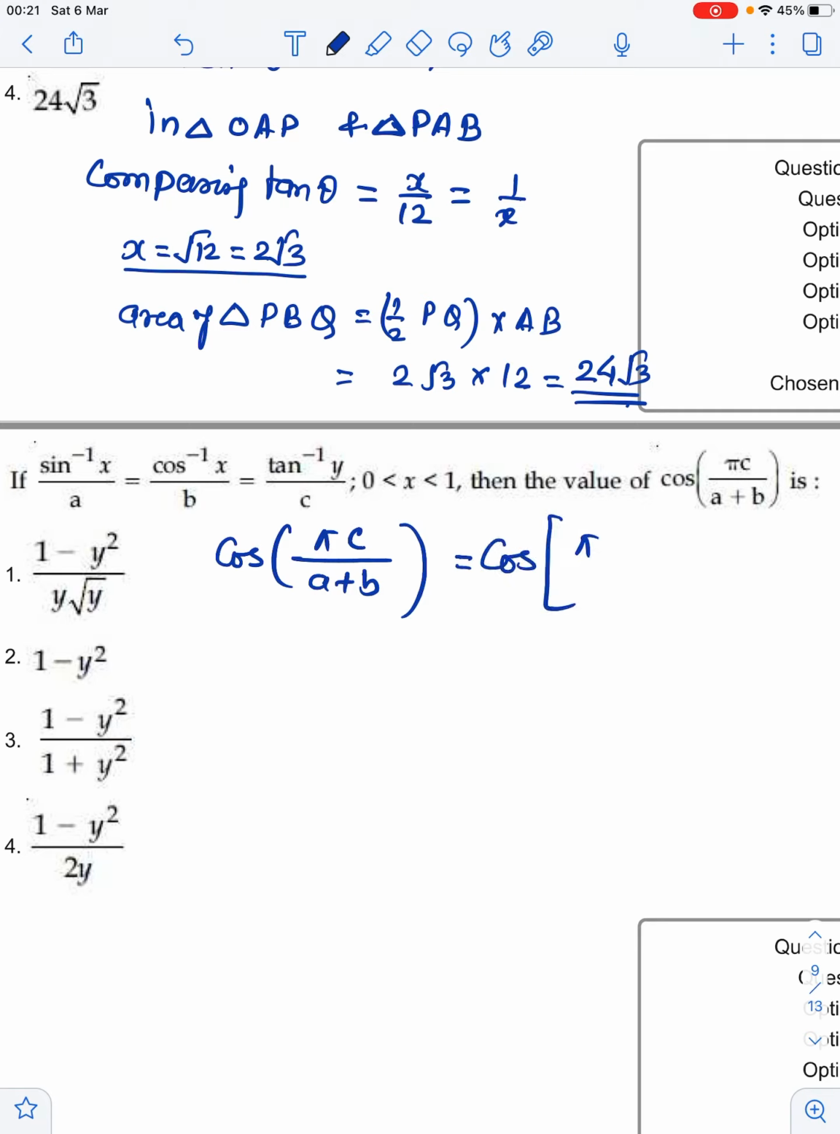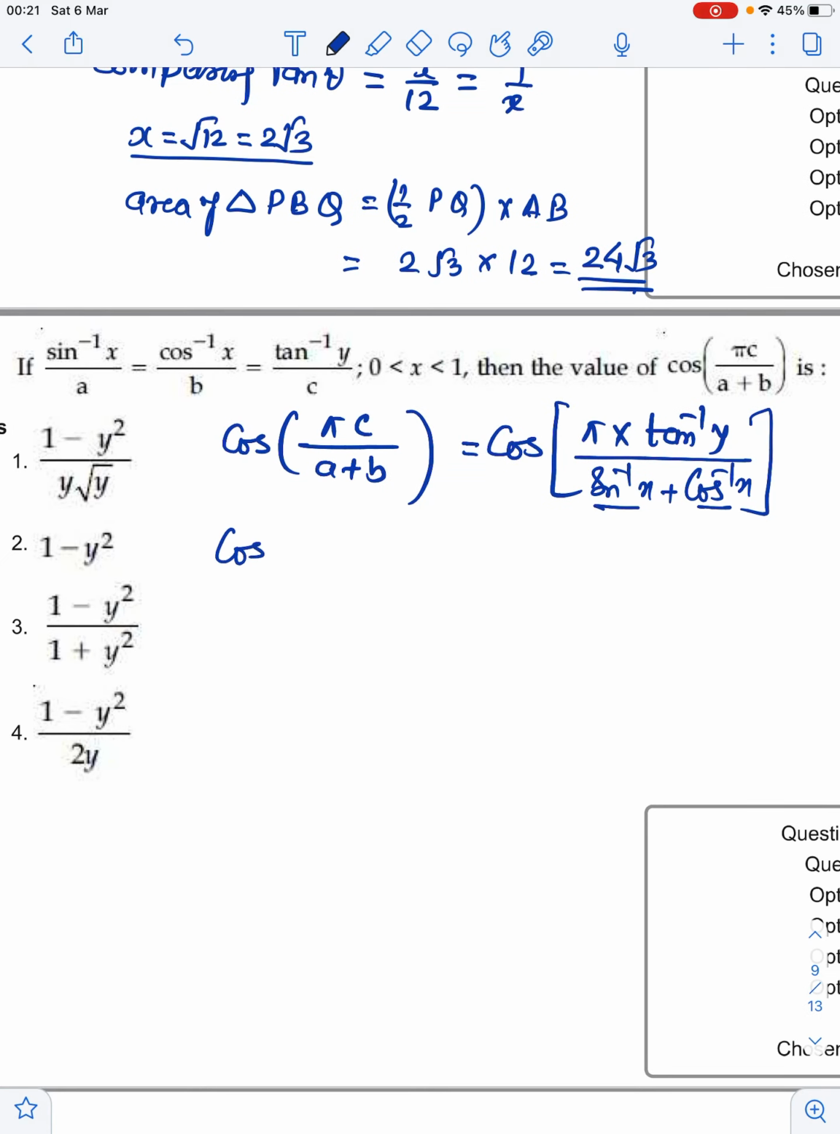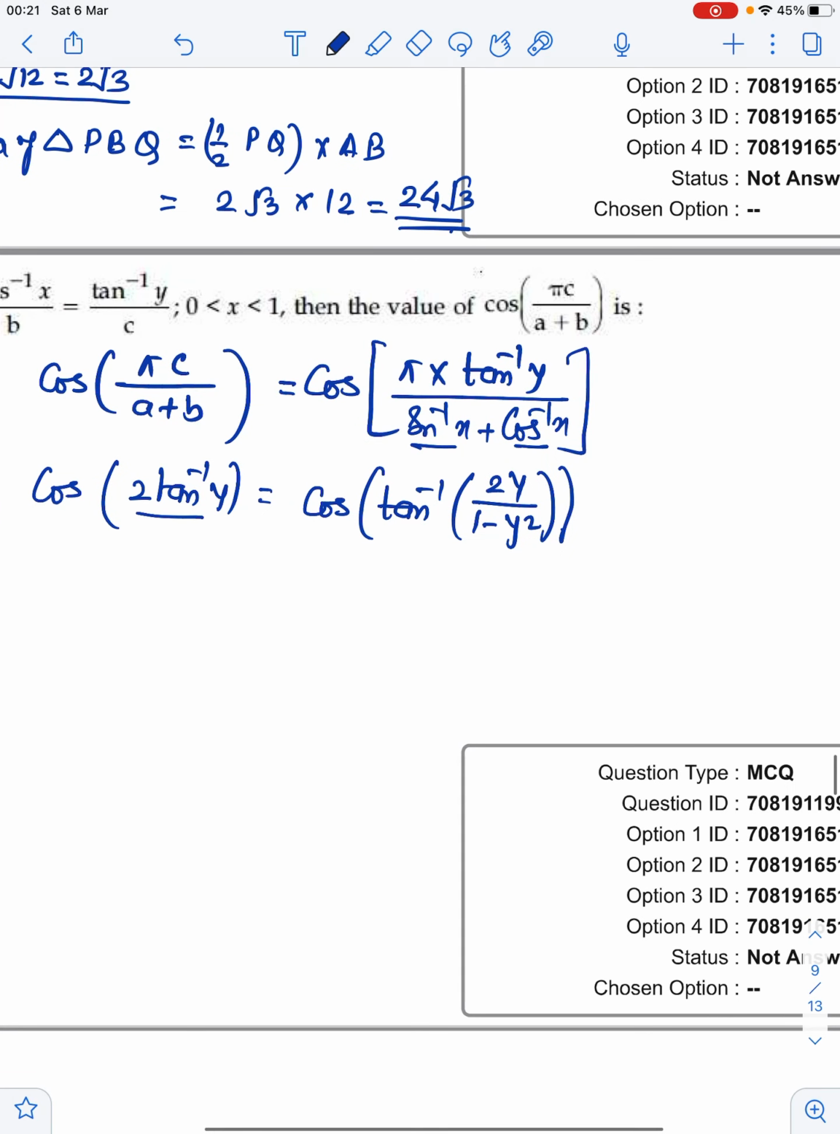So cos of pi C in proportion with tan inverse y divided by AB is sin inverse x plus cos inverse x, because whatever the ratio you take, it may be cancelled. So now sin inverse x plus cos inverse x becomes pi by 2. So pi cancels, this becomes 2 tan inverse y. So this can be written as tan inverse of 2y by 1 minus y square. Once we get this relation, we can use the triangle property and get the cos theta.